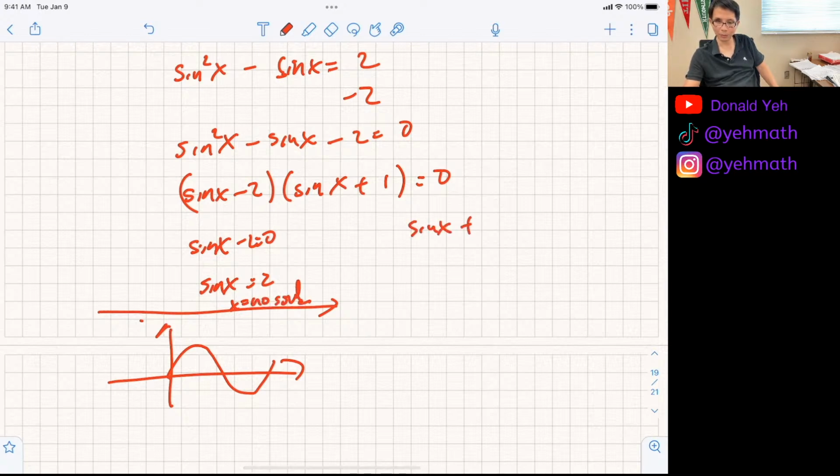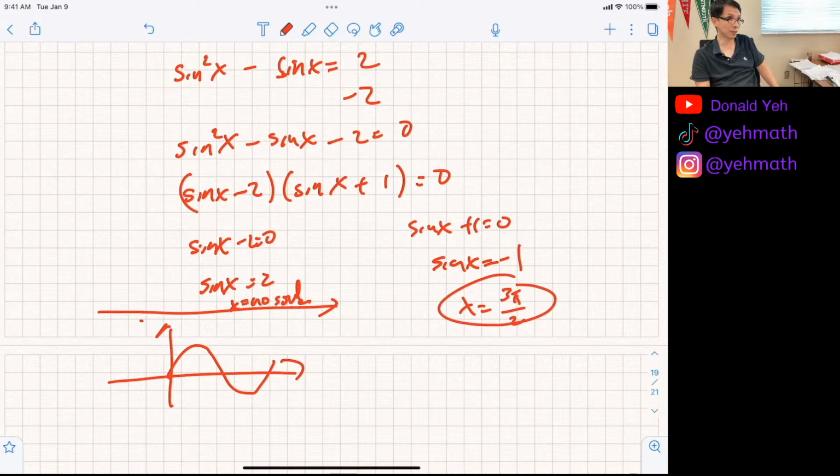But sine of x plus 1 equal to 0. Sine of x equal to -1. X is equal to what? 3 pi over 2. And that was the only answer there. And that's how you evaluate this, because you will have no solutions there.